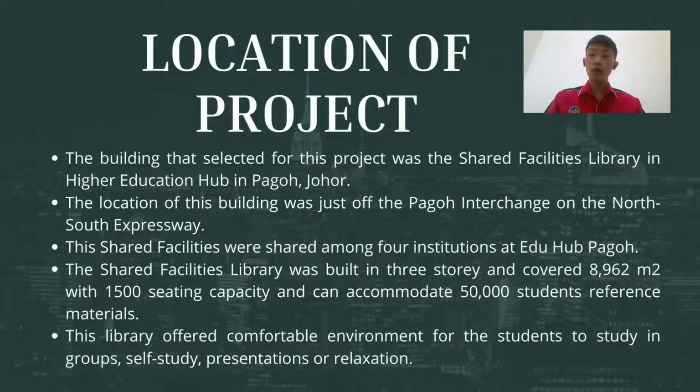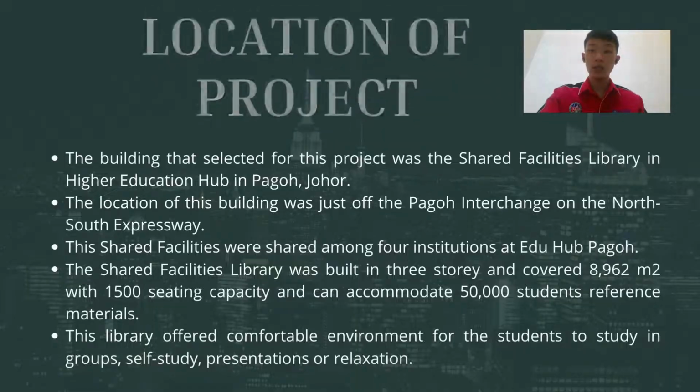The shared facility library was built in 3 stories and covers 8,962 square meters with 1,500 seating capacity and can accommodate 50,000 student reference materials. The library also provides a wide range of amenities such as discussion rooms, meeting rooms, guest rooms, seminar rooms, multimedia rooms, career rooms, research rooms, and lockers. This library offers a comfortable environment for students to study in groups, self-study, present, or relax.